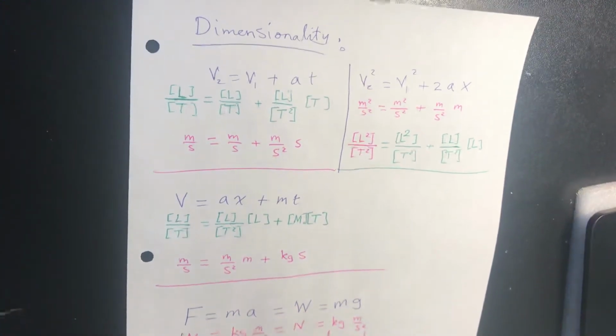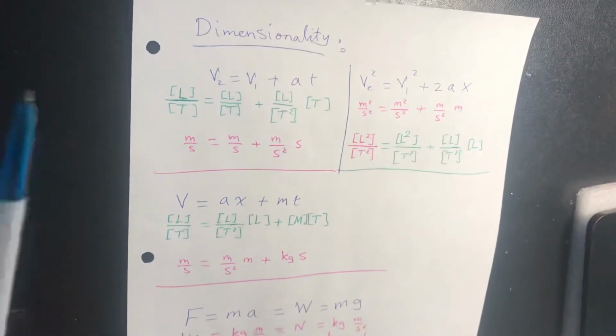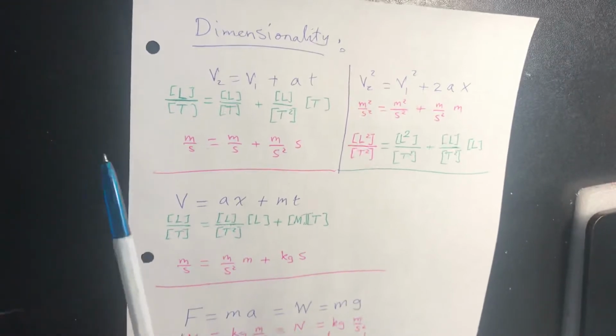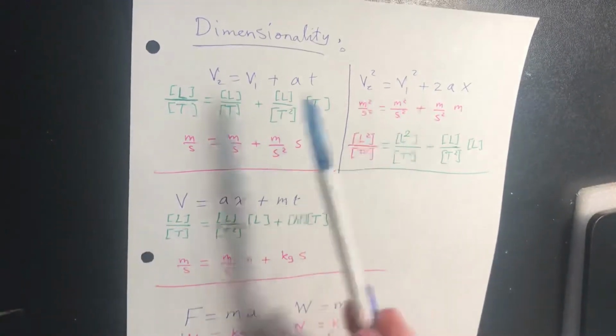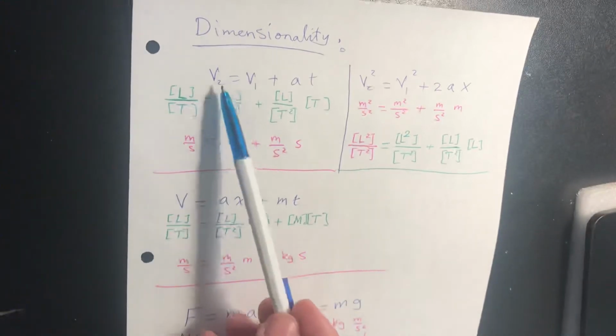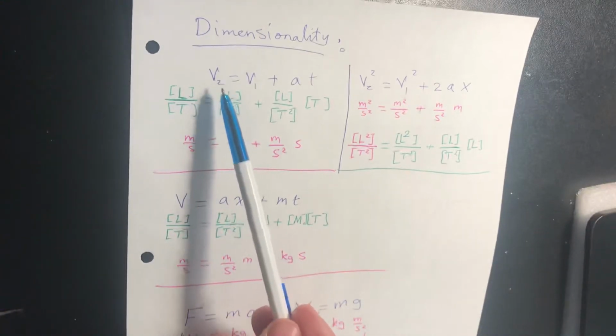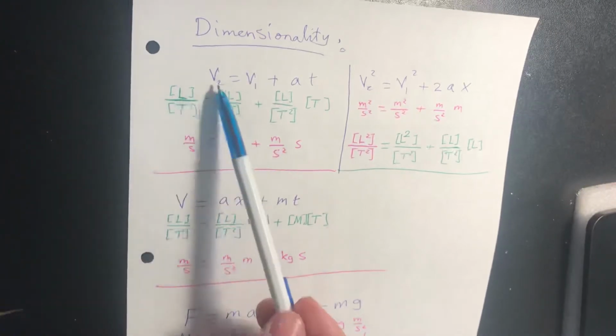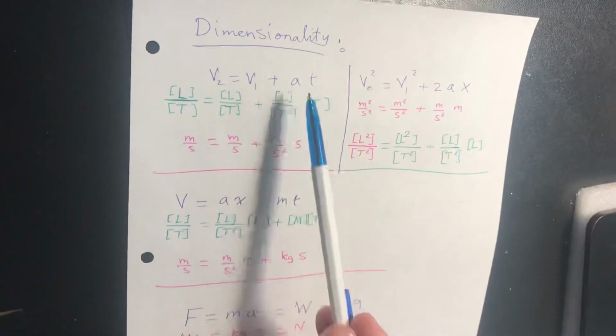Now I will talk about dimensionality. Dimensionality is important to know if our equations or relations are true or not. For example, we have this equation of motion: v2 is equal to v1 plus at.